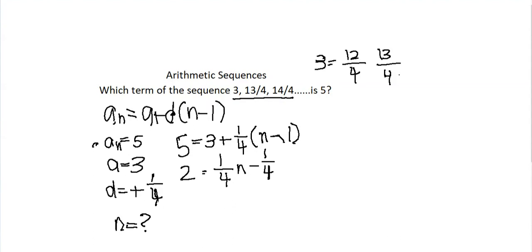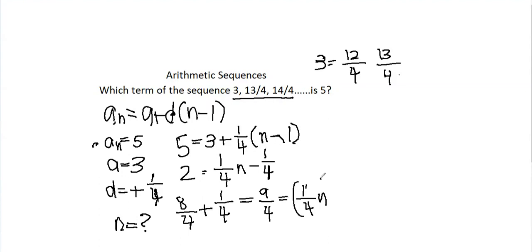The next thing we're going to do is add 1/4 to each side. And again, we're going to turn 2 into a fraction over 4 so that it's easier to add 1/4. So we know that 2 is the same thing as 8 over 4. So if we have 8 over 4, and we're adding 1/4 to that, that's going to give us 9 over 4. So now what we're left with is 9 over 4 is equal to 1/4 n.